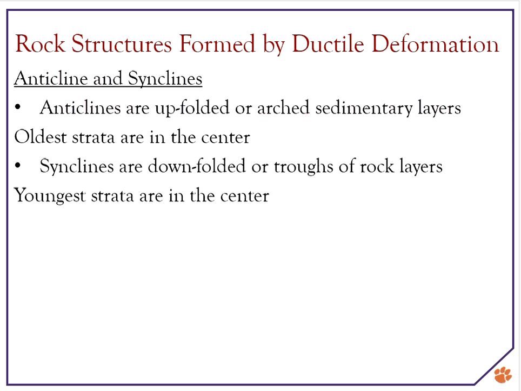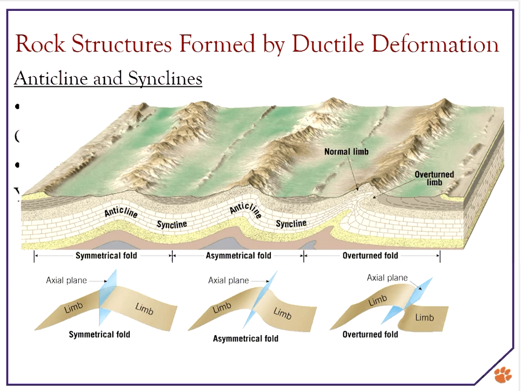We also have some specific names by looking at the geometries of these different folds. First of all, we have these two types we call anticlines and synclines. Anticlines are upfolded or arched sedimentary layers, and synclines are downfolded or troughs of rock layers. When we look at this picture, we will see that here we have anticlines and synclines. Anticlines are more like a down-looking U-shape, and synclines are the reverse, an up-looking U-shape.